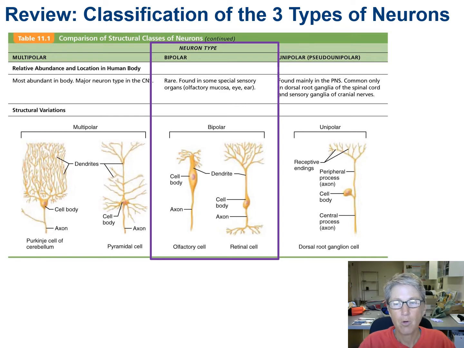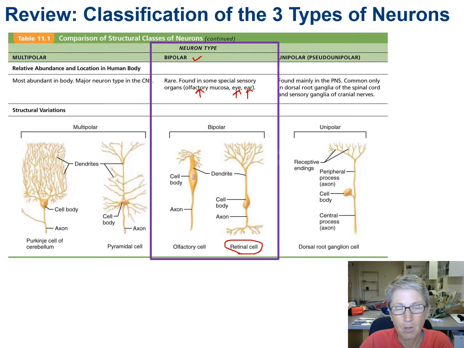So just a review, let's look at the three types of neurons we learned in chapter 11. We're going to focus on this bipolar neuron because you find the bipolar neurons in olfaction and then the retinal cells. So bipolar neurons are rare, but they are found in some special sensory organs. So the olfactory mucosa, which is what we're going to look at today, they're also found in the eye and they're found in the ear, which we cover in separate videos.